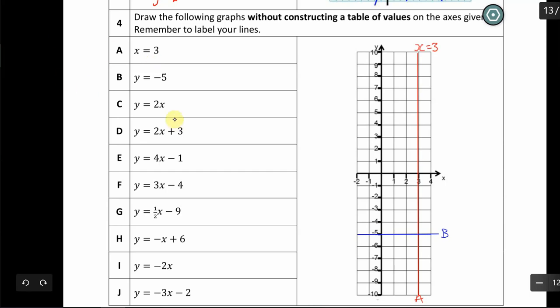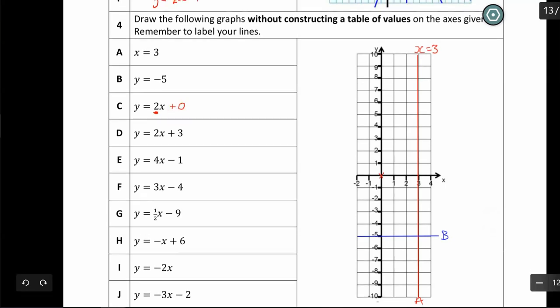Here's line B. Okay, C, y equals 2x. So it doesn't have a plus something at the end, but I could put a plus 0, and that wouldn't be changing it at all, and that would tell me that its y-intercept is at 0. It goes through the y-axis at 0. In other words, it goes through there, which we could also call the origin, and it has a gradient of 2, so steepness of 2, which means for every 1 we go to the right, we go up 2. So we're going to go 1 across to the right, up 2, and there is another point on my line. Go across 1, up 2, there's another point on the line.